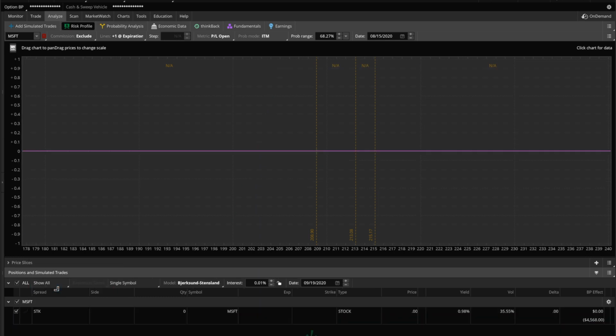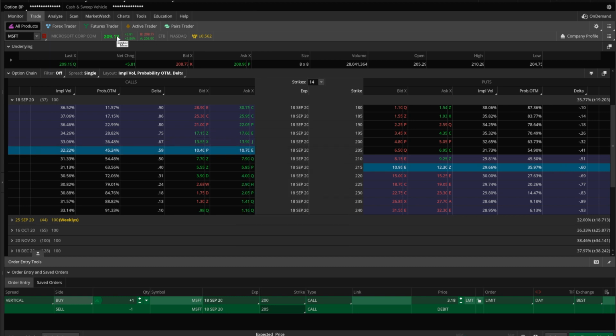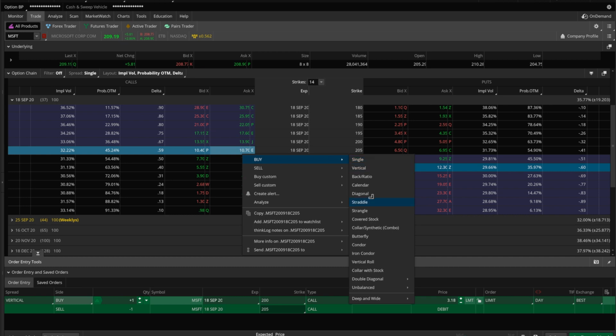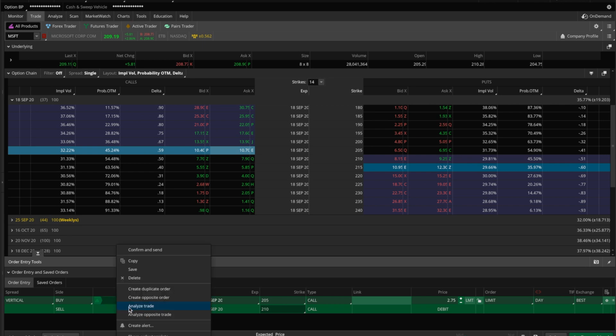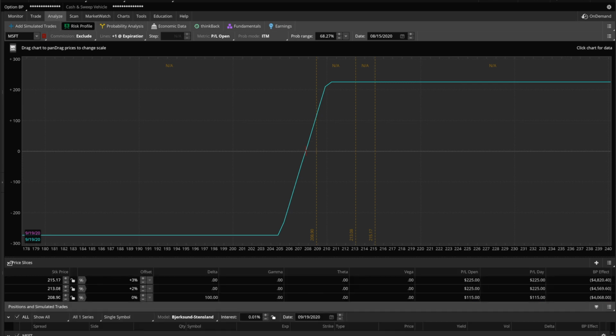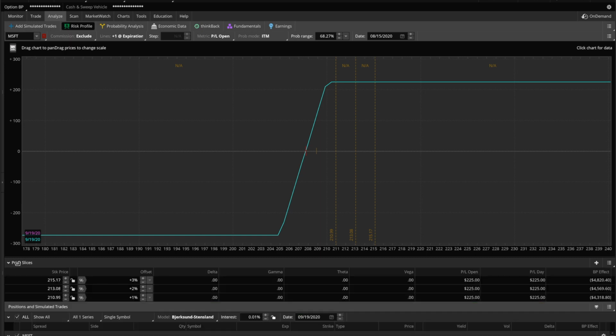Let me show you here. So if I do the trade at 209.19, our 205 strike is our at the money contract here. So if I do a vertical, it's going to cost us $272 per contract. And if I analyze this trade, as you can see, as long as I go up 1%, then I maximize my profit at 225, and we spent 275 per contract.